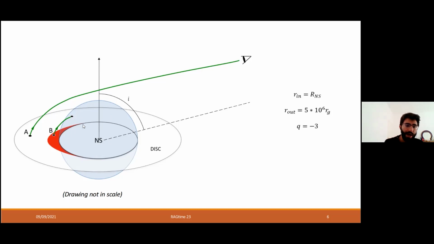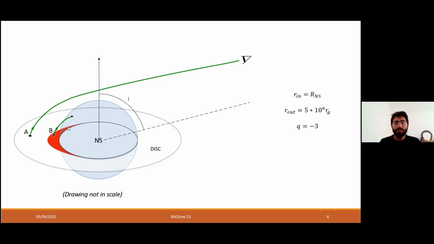And what you'll have is that a certain portion, this kind of half moon here, crescent shaped, will be occulted to the observer by the neutron star itself. And this effect is only dependent on the ratio between the neutron star radius and its mass, because it's simply in terms of the gravitational radius of the star, so in terms of its mass.